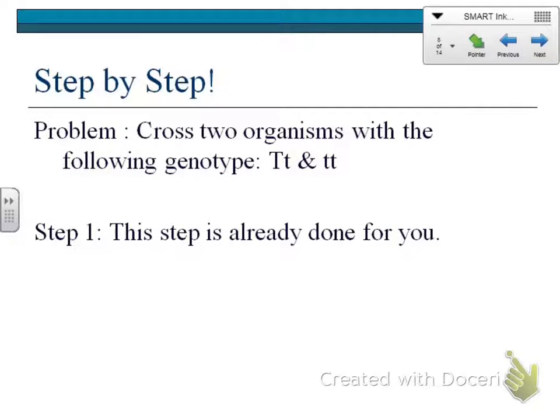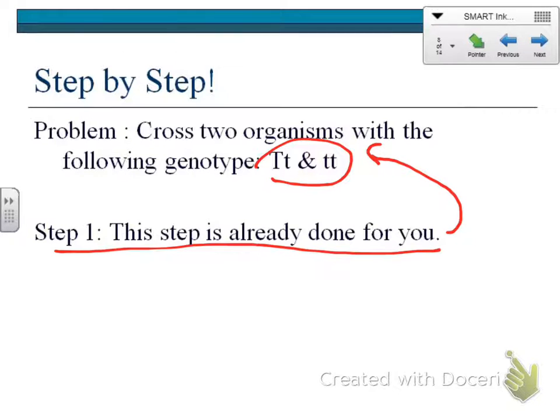Okay, go ahead, and it's already done for you, but we're going to go ahead and write it out. Step 1, it's already done for you, and I want you to write that out. Sometimes it'll be done for you, and sometimes it won't.